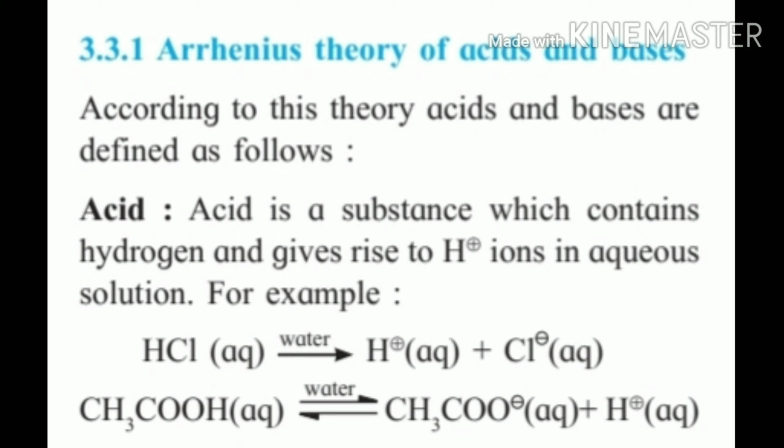Fine. Move on to the next example, that is acetic acid, CH3COOH. Now in aqueous solution, how is that going to split up? CH3COO minus plus H plus. So how has Arrhenius described acids here? Acid is any substance which contains hydrogen and it gives rise to H plus ions in aqueous solution. In both the cases, you can see H plus ions given out in aqueous solution.